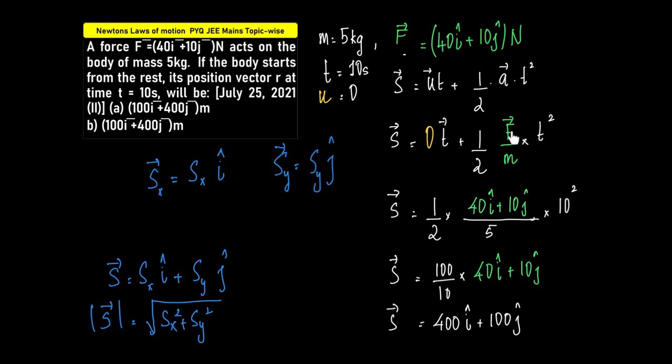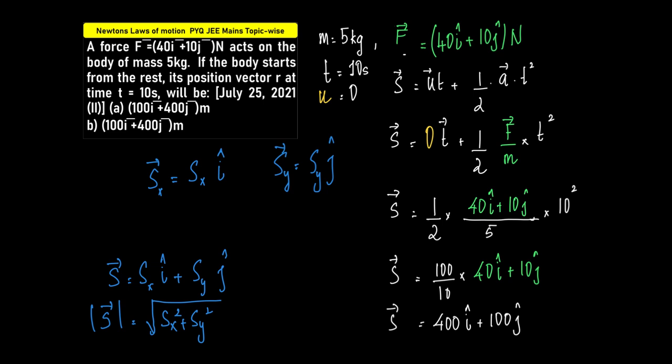What is a? a is F by m. What is F given to us as? 40i plus 10j. So this becomes 40i plus 10j divided by m. m is 5 kg. So 2 into 5 is 10. 10 t square, at the time t equal to 10 seconds. So t square will be 10 square, which is 100. 2 into 5 is 10. 100 by 10 is 10. 10 into 40 would be 400, 10 into 10 would be 100. So displacement vector s is equal to 400i plus 100j. Okay, I don't think I have all the options here, so the correct option would be 400i plus 100j.